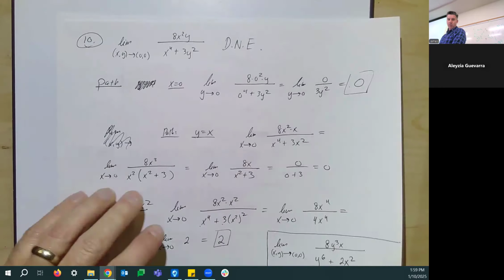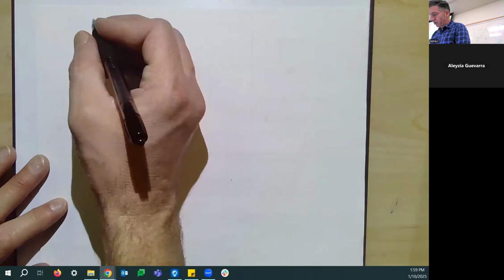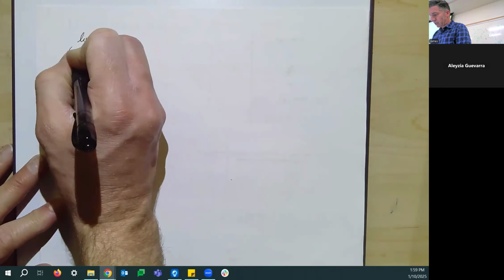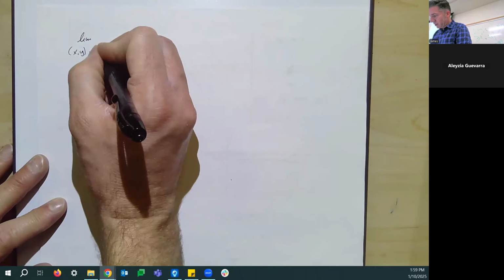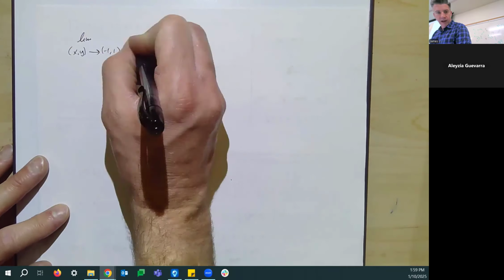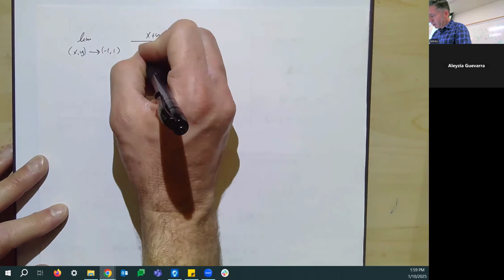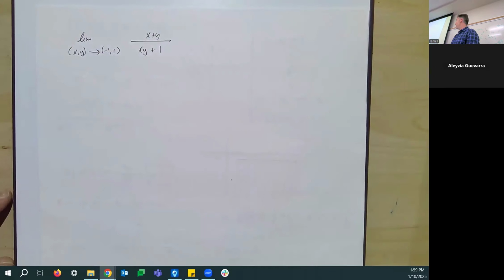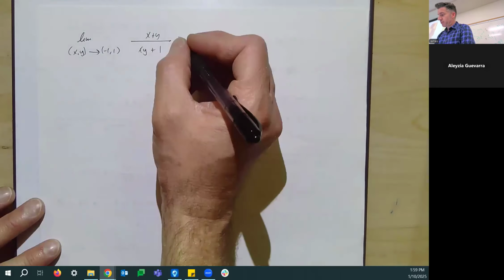So here's the last example I wanted to point out, which is not approaching 0, 0. It's the limit as x, y approaches -1, 1 of x plus y over xy plus 1. And I'll point out that almost all these questions are going to be indeterminate, right? It's not really interesting if it's not. So if you plug in -1 for x and 1 for y, you're going to get 0 divided by 0.